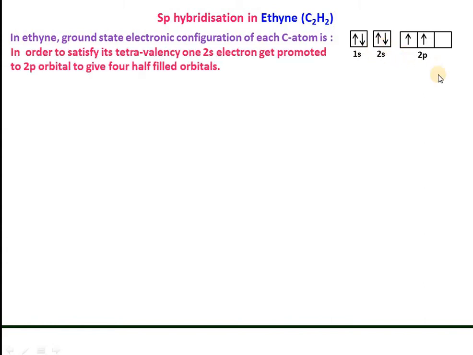In order to satisfy its tetravalency, that is, to form 4 bonds, one 2s electron of the carbon atom gets promoted to an empty 2p orbital, so that the carbon will have 4 half-filled orbitals like this. So now the carbon atom has 4 half-filled orbitals equal to the number of bonds it is going to form. This is called the excited state.